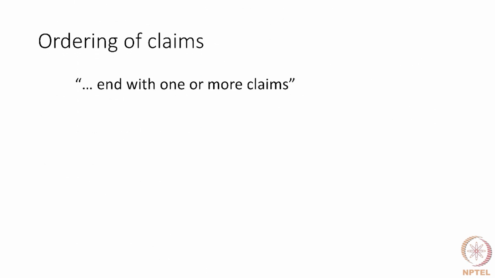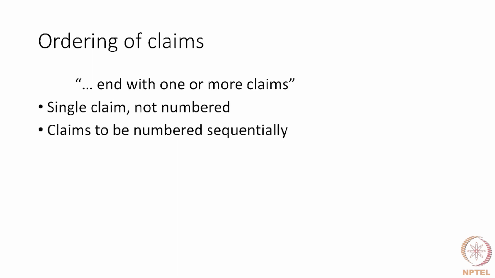Ordering of claims. Now, we had already mentioned that there can be one or more claims. The Act says that the specification shall end with one or more claims. So what do you do if there is more than one claim? If it's a single claim, it is not numbered. But if there is more than one claim, the claims have to be numbered sequentially.